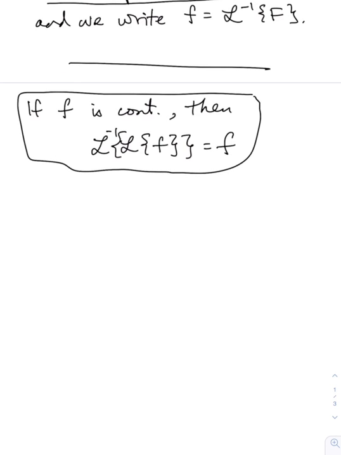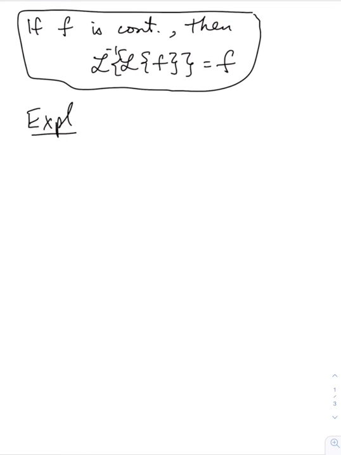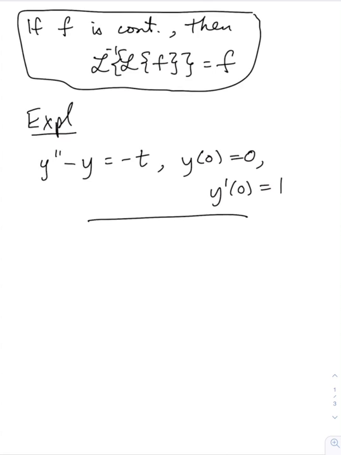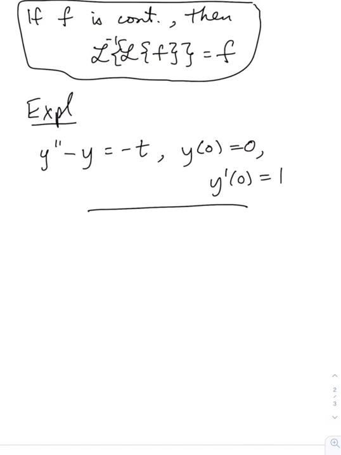Okay, so let's do an example. Let's consider this initial value problem: y double prime minus y equals negative t, y of 0 equals 0, and y prime of 0 is equal to 1. Now this is an example that we can solve already, so we don't need the methods of this section to solve it, but we're going to use them in order to illustrate the method.